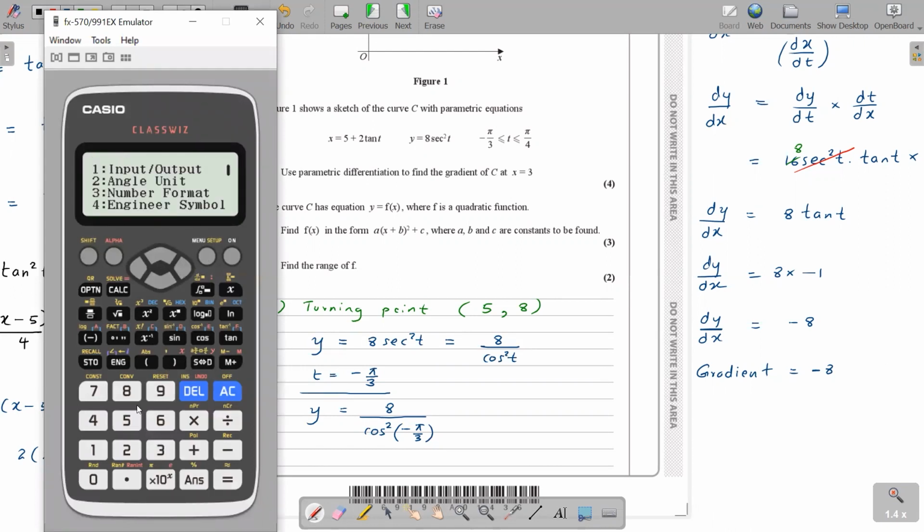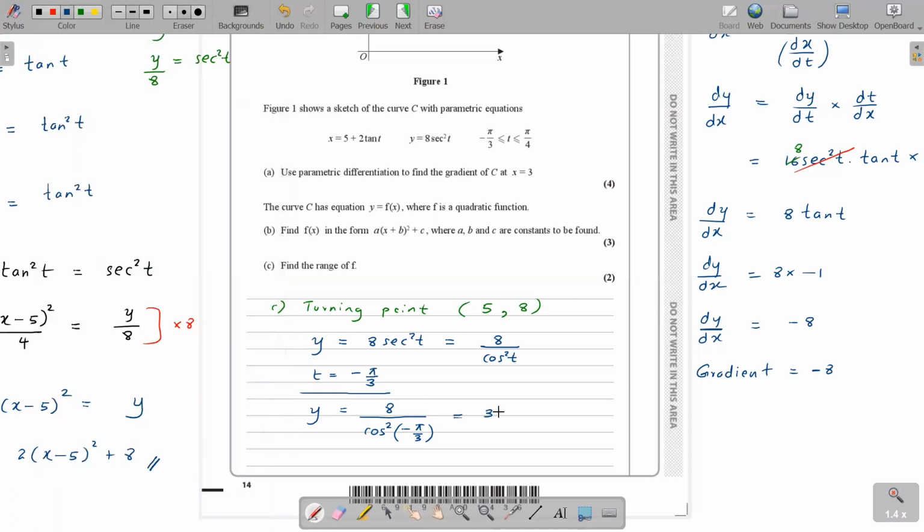Mine is in degree mode, so the angle unit should be radians. 8 over cos squared. First I'll type cos of minus pi over 3 within a bracket, and then square the whole thing. That gives me how much?